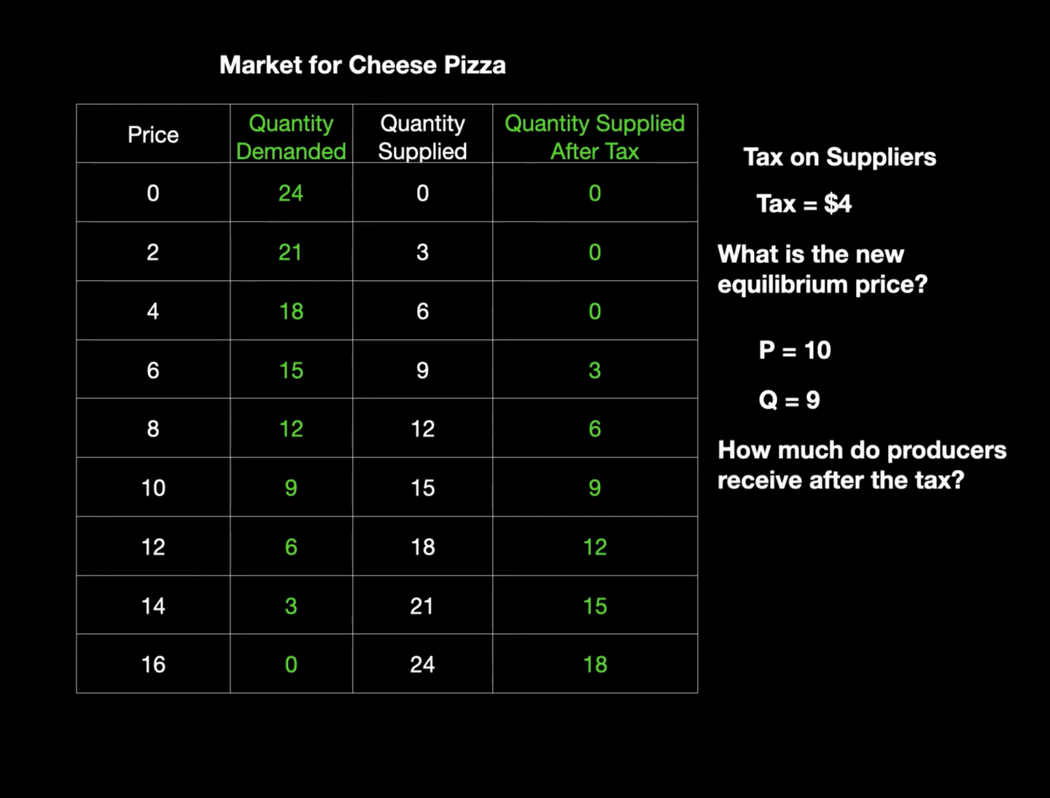How much do producers receive after the tax? Producers are receiving $10 from consumers and paying a $4 tax to the government. After the tax is paid, producers actually receive $6. How much do consumers pay? Consumers will pay the market price of $10.